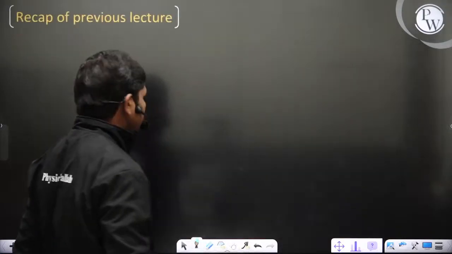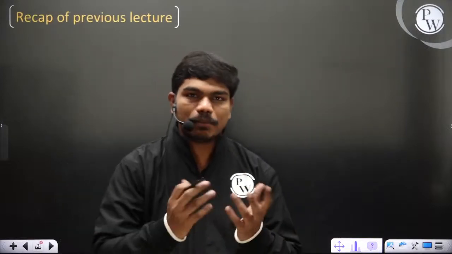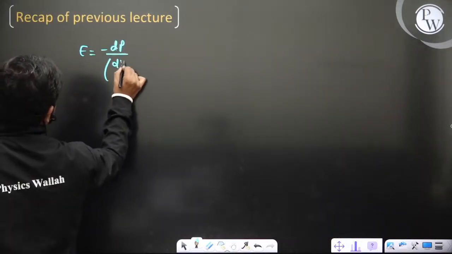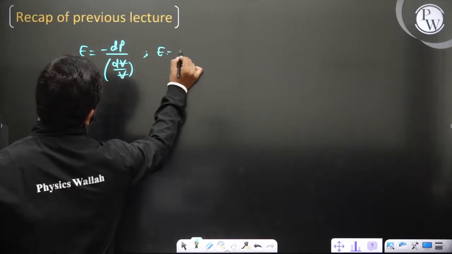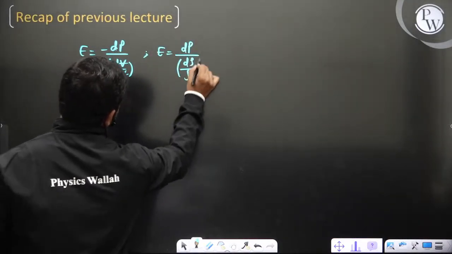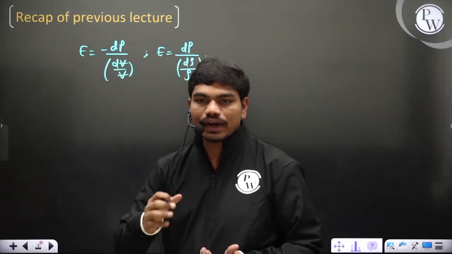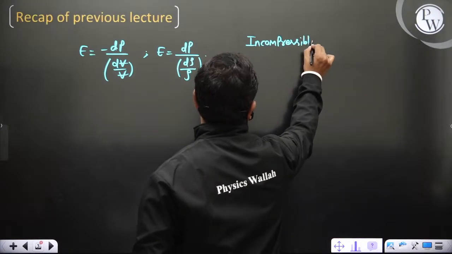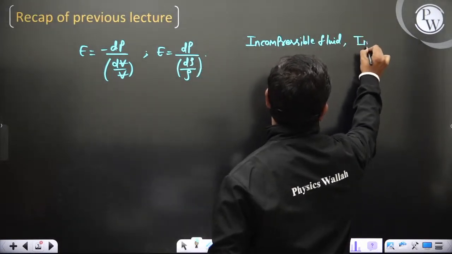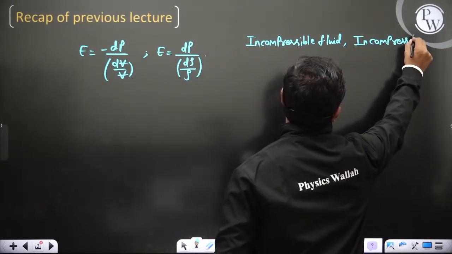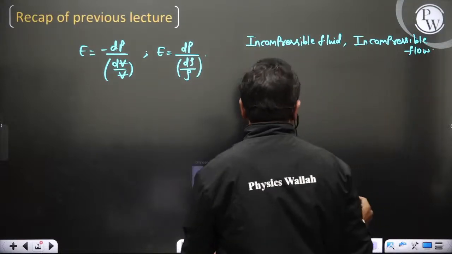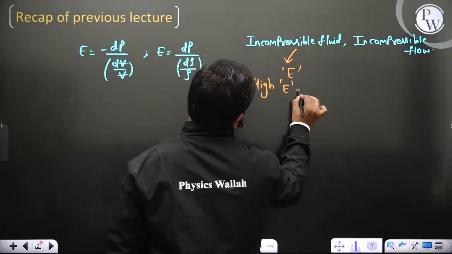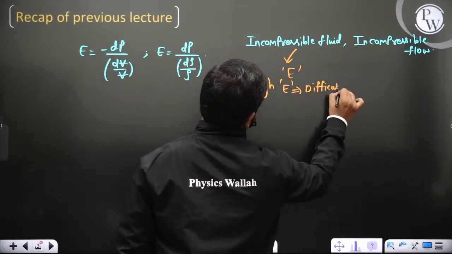In the last lectures we were talking about properties of fluids in much more detail. We were talking about the bulk modulus, which is E = -dp/(dV/V), and also E = dp/(d rho/rho). We have also seen the difference between incompressible fluid and incompressible flow. To decide whether a fluid is incompressible or not, we need the bulk modulus value, and a high E implies it is difficult to compress.